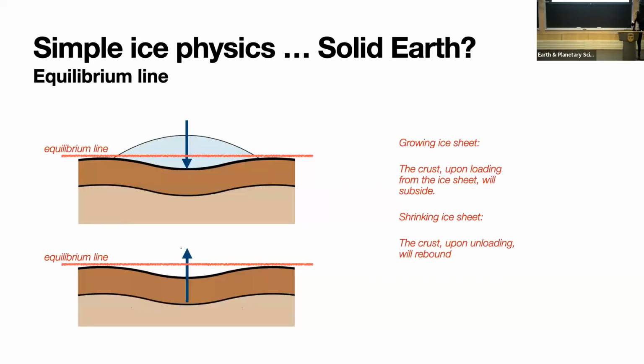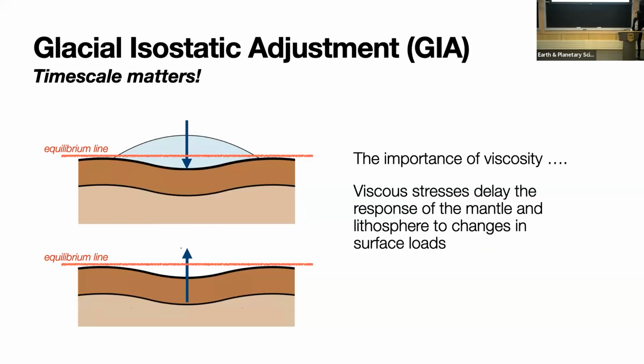And so what the solid Earth does, as I mentioned at the start of this talk, is that under the load of the ice sheet, the crust subsides. And so unloading, the crust rebounds. And so you're basically moving that ice sheet relative to that equilibrium line. And so here's where the importance of viscosity comes in.